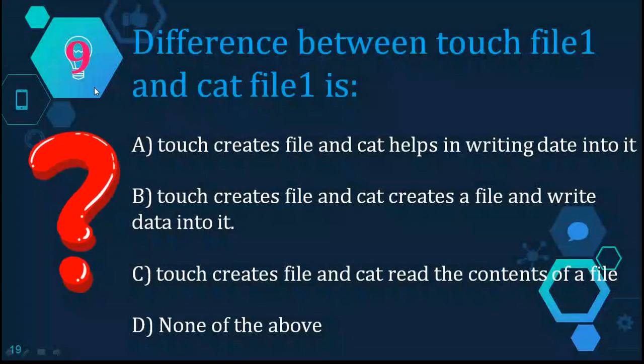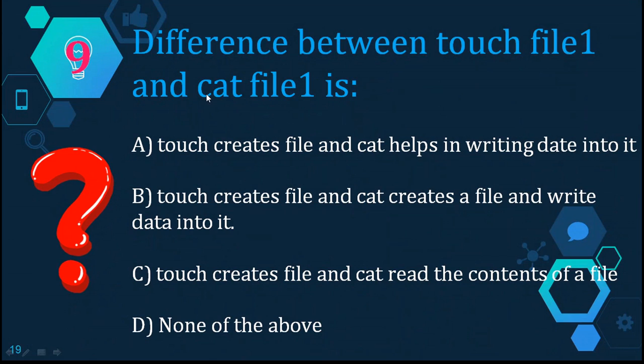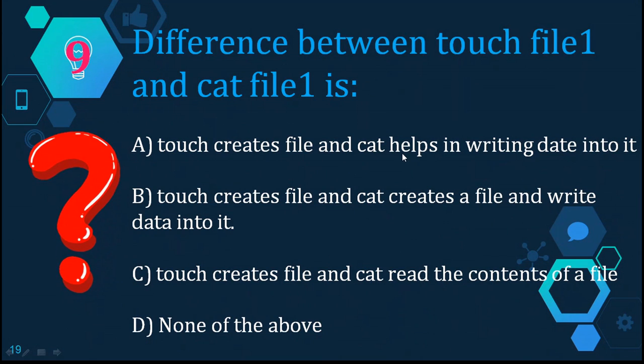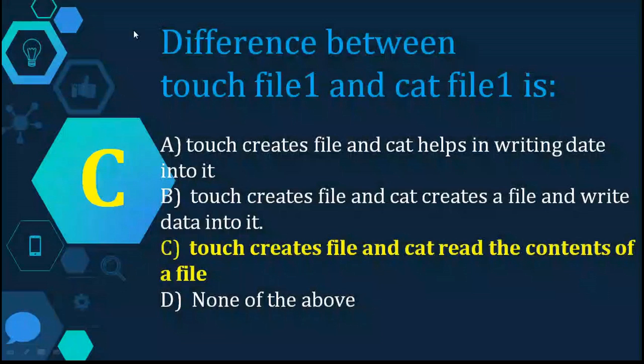Okay. Now coming to the ninth question. Difference between touch file1 and cat file1. Option A, touch creates a file and cat helps in writing data into it. Option B, touch creates the file and cat creates a file and writes data into it. Option C, touch creates a file and cat reads the content of a file. Option D, none of the above. Let's see the answer. So option C is correct.